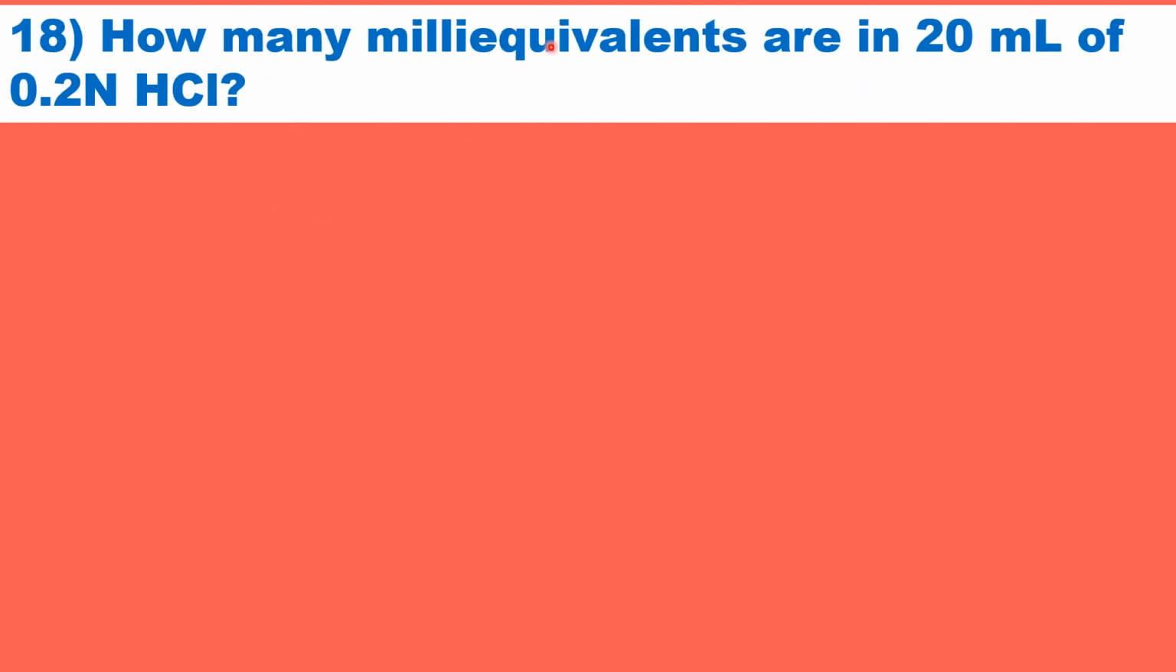Let us see the next question. How many milliequivalents are in 20 ml of 0.2 normal HCl? How many milliequivalents are present in 20 ml of 0.2 normal HCl? It is 4 milliequivalents of HCl. How is it obtained?